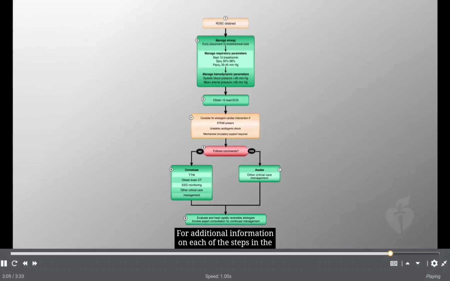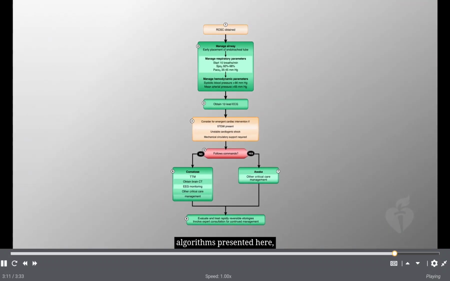For additional information on each of the steps in the algorithms presented here, please consult the ACLS Provider Manual.